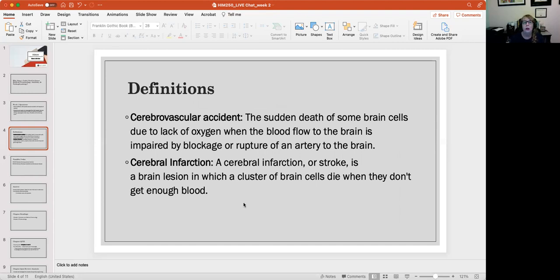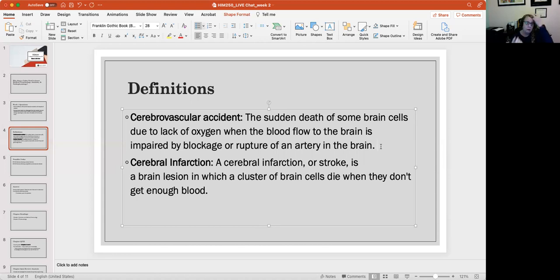All right. So now let's look at the definitions, because this week is about anatomy, physiology, and medical terminology. So cerebrovascular accident is defined in a medical dictionary as the sudden death of some brain cells due to lack of oxygen when the blood flow to the brain is impaired by a blockage or rupture of an artery. This should be in the brain. Okay. All right. So what has happened? Some of you may know the common term for a CVA is stroke.